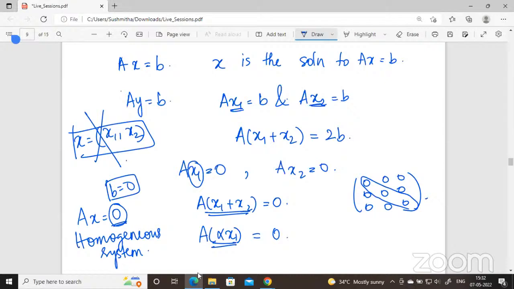Ma'am, but in a diagonal matrix, we said that the diagonal element should not be 0. No. In a diagonal matrix, other than the diagonal entries, everything else should be 0. Nothing is said about the diagonal entries. Means the diagonal entries should be same? No, for a scalar matrix, diagonal entries should be same. For a diagonal matrix, just other than the diagonal entries, everything else should be 0. Nothing is said about the diagonal entries as such.